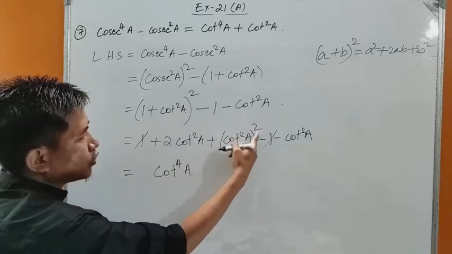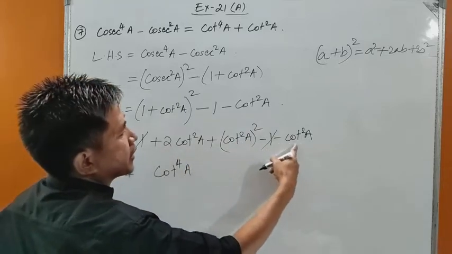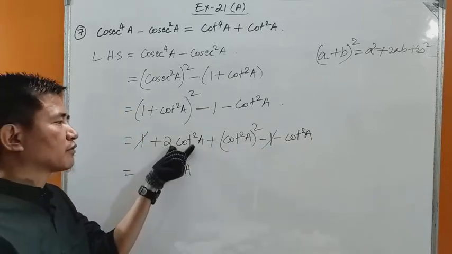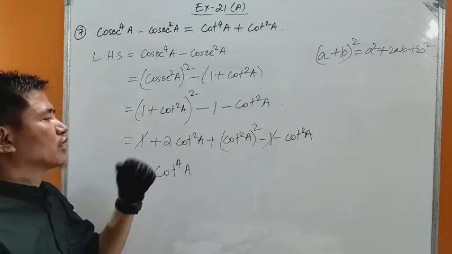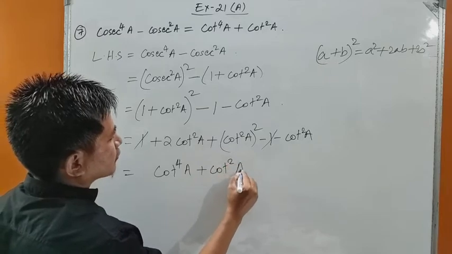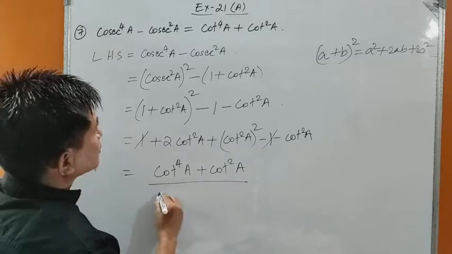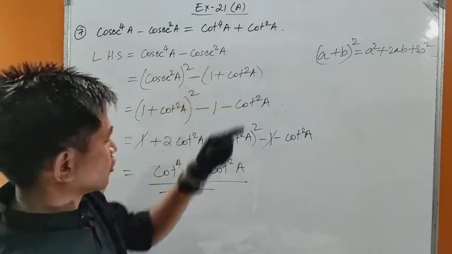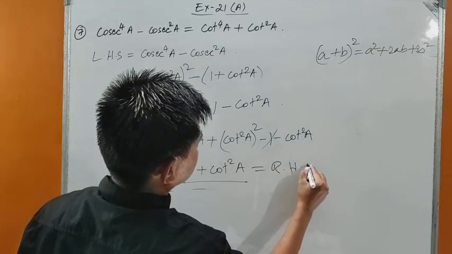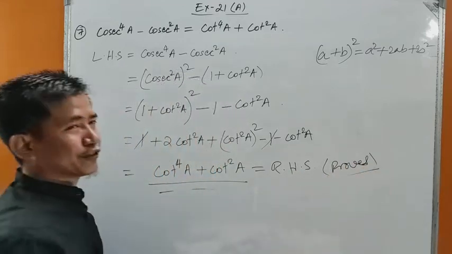Cot square a whole square means cot to the power 4a plus 2 cot square a minus cot square a. This is plus and this is minus. So we have to subtract this cot square a from 2 cot square a. So we have plus cot square a, because the sign of the greater number comes, the greater number is 2, so plus comes here. So this gives us the right hand side, isn't it? Cot to the power 4a plus cot square a is the right hand side, equals to right hand side, hence proved. I hope we got this.